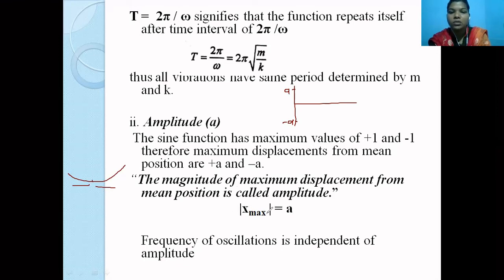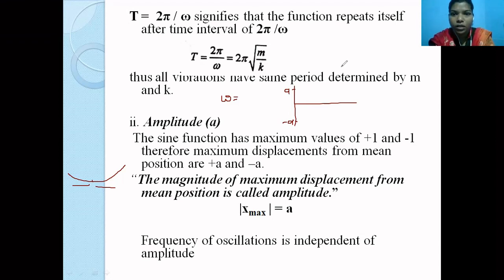And this mod of x max, or this magnitude of maximum displacement from the mean position, is what I'm going to call amplitude. If you have seen the formula for angular frequency, you will realize this omega is the angular frequency. And what do we know about omega? This omega is equal to root of k by m. There is no amplitude in it. Therefore, we can say that frequency of oscillation is independent of amplitude. Remember, frequency of oscillation is independent of amplitude.